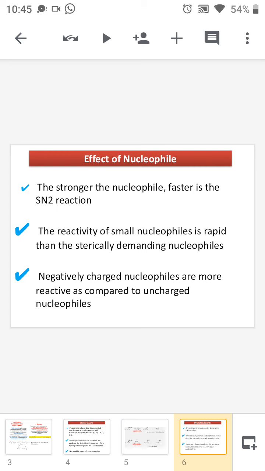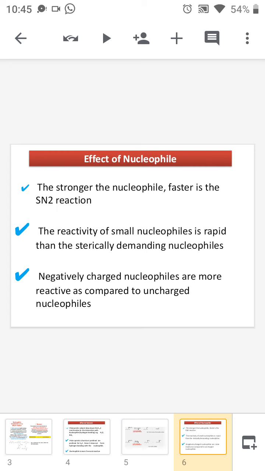And the negatively charged nucleophiles are more reactive as compared to the uncharged nucleophiles. We know that there are two different types of nucleophile available. The first one is the charged nucleophile, the second one is the neutral nucleophile. For the usual cases, we prefer the negatively charged nucleophile in the SN2 reaction.